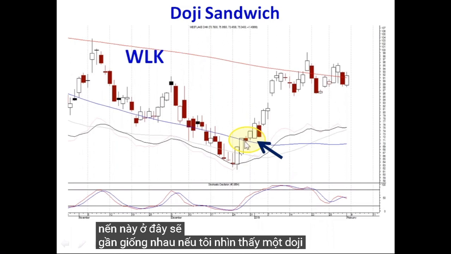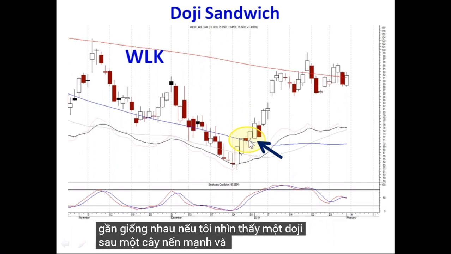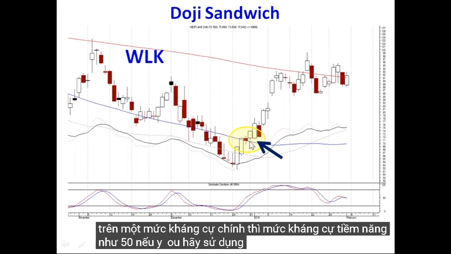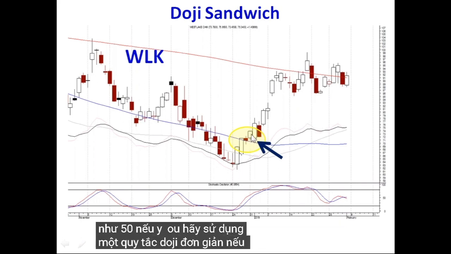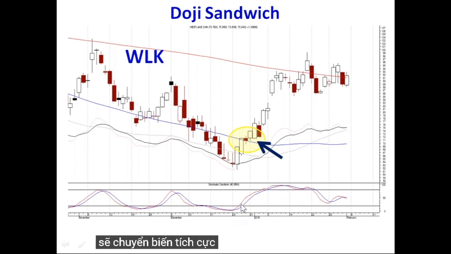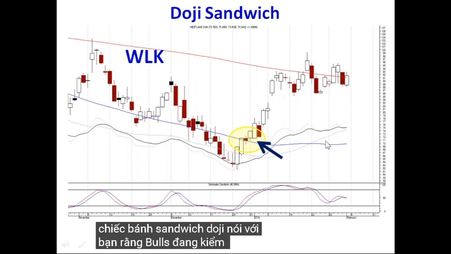If I see a doji after a strong candle, and if it's right on a major potential resistance level like the 50, if you use the simple doji rule, if it opens positive, the probabilities are pretty strong it's going to be moving positive. You add that factor that your stochastics are heading up, telling you there's your left-right combo right there, right off the T-line. Now you've got a doji sandwich. That's pretty much telling you the bulls are taking control.